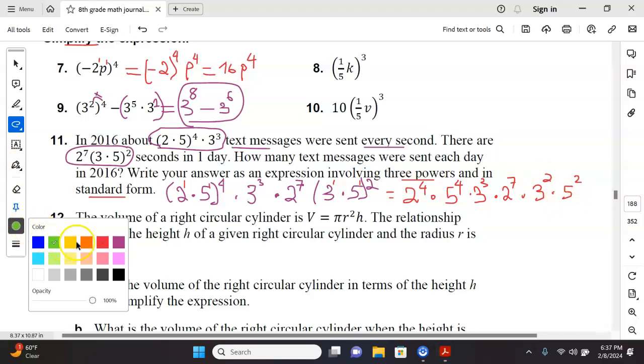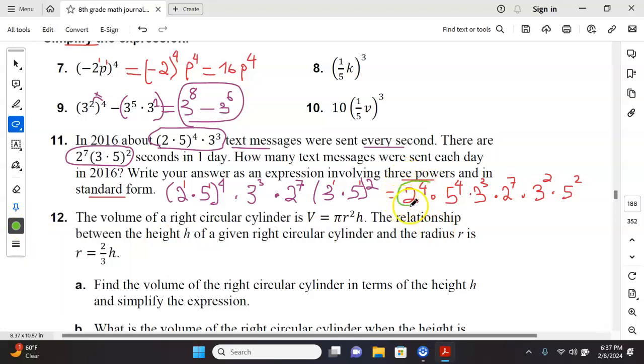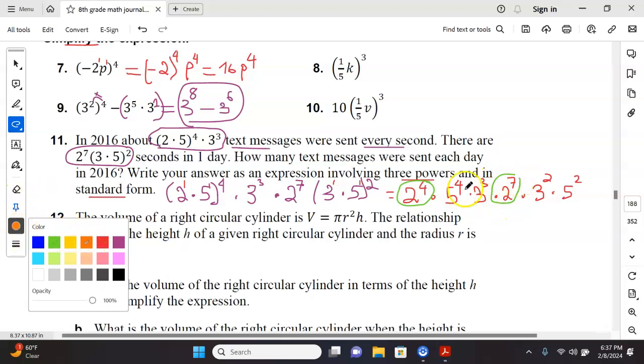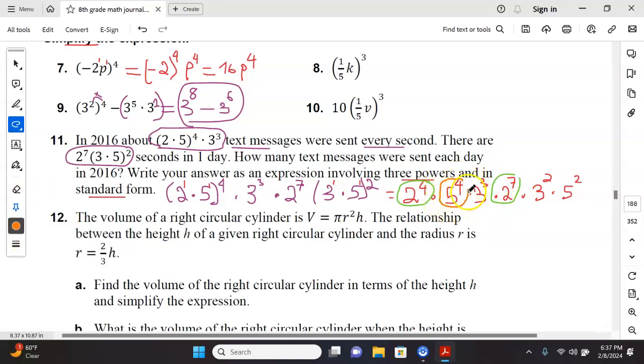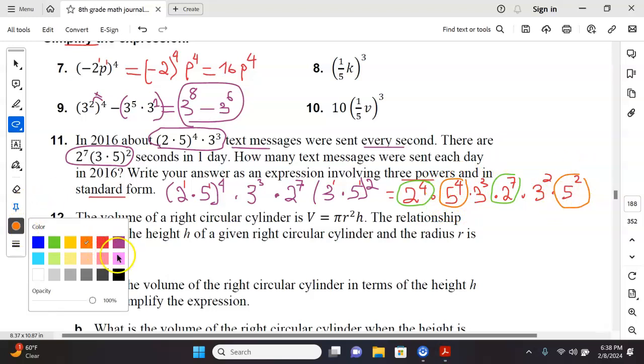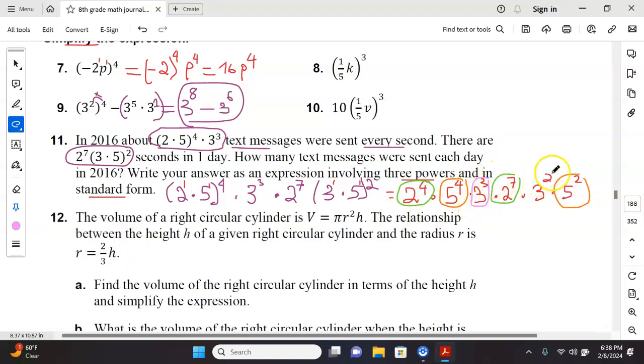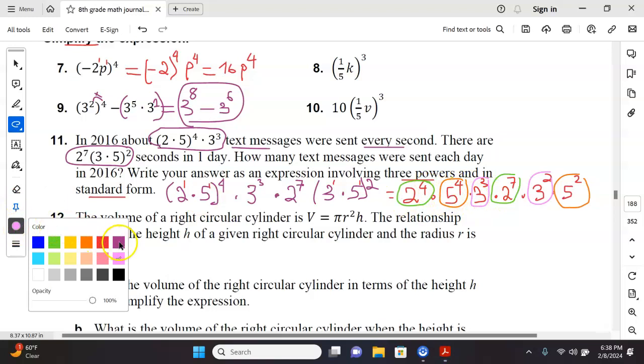Now, you can see there's 2 to the 4th power and 2 to the 7th power, that's one group. Then you have 5 to the 4th power and 5 to the 2nd power, that's another group. And you also have 3 to the 3rd power times 3 to the 2nd power, that's another group. When it comes to multiplication, you can change the order of these numbers.